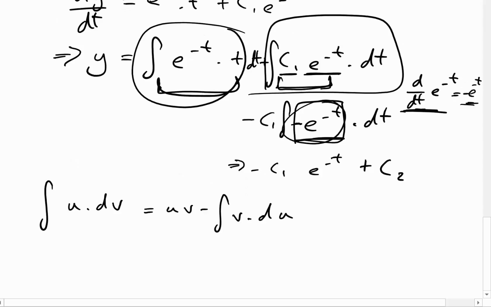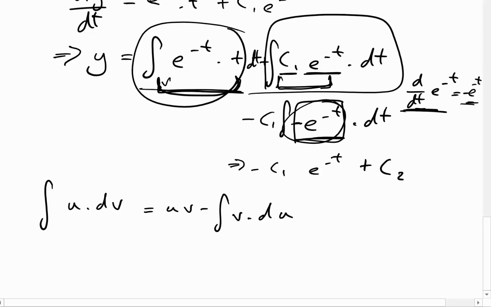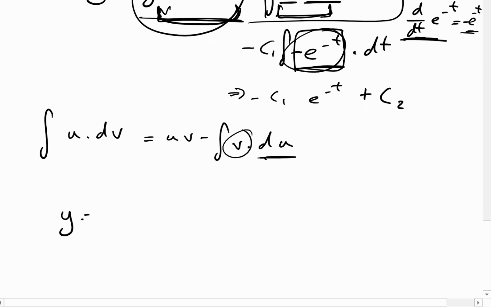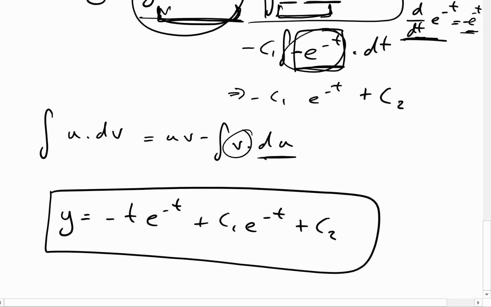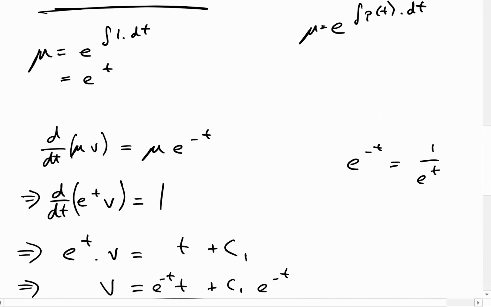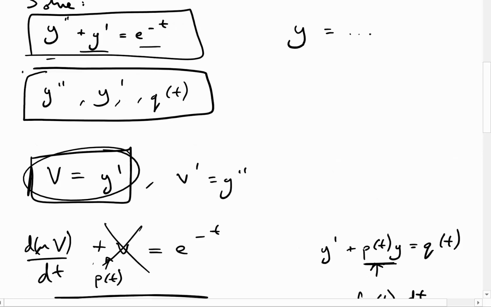If you do that yourself, personally I would let u equal t, because then that will just differentiate to 1. So I'll just end up with 1 here, and I'll just end up with v, and whatever. It's not bad, but basically what you should end up with is that y is equal to minus t e to the minus t plus c1 e to the minus t plus c2. Okay, and that is your final answer. And actually, you can double check that it works just by putting it into this thing.